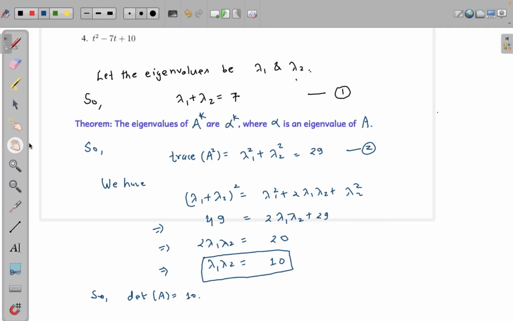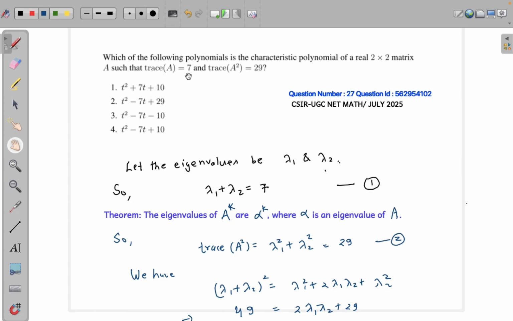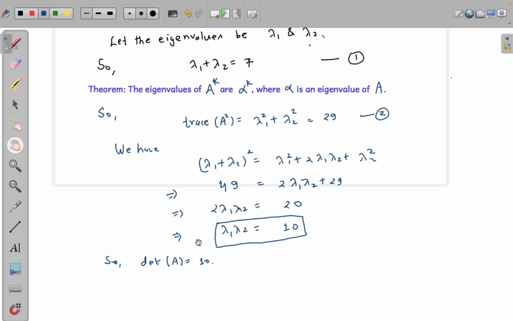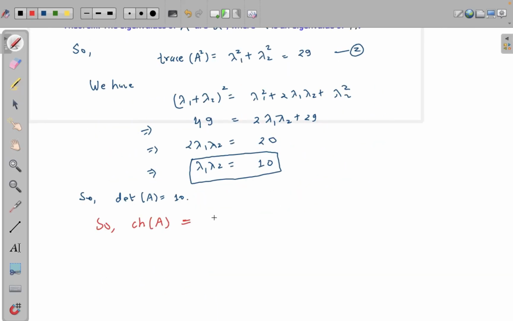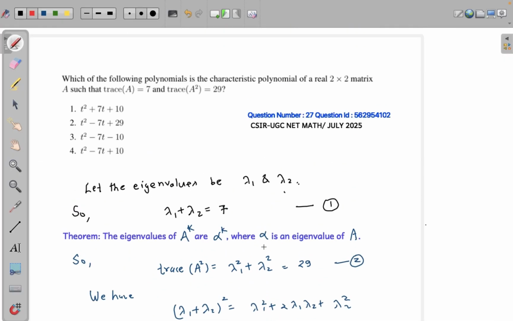So now we know about matrix A that the trace of A is 7 and the determinant is 10. So the characteristic polynomial will be x square, or whatever, they denoted the variable by t, so t square minus trace of A into t plus determinant of A. Okay, so this becomes t square minus 7t plus 10. So the correct answer is the 4th option. Thank you very much.